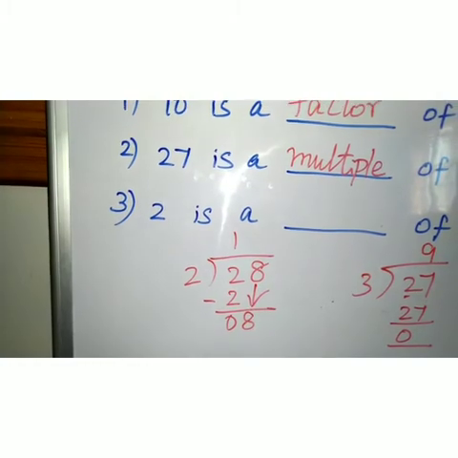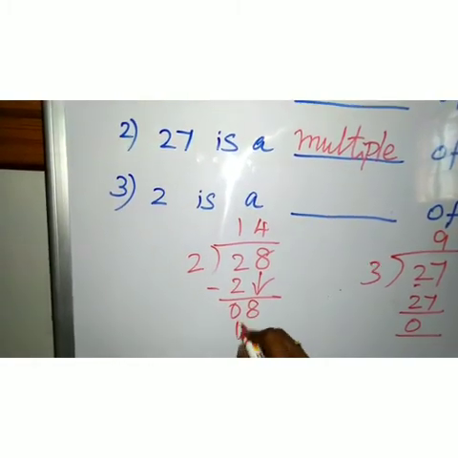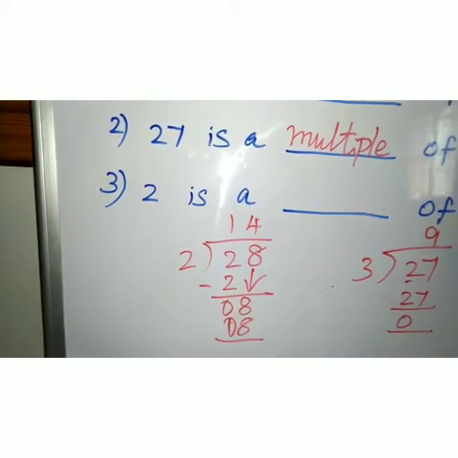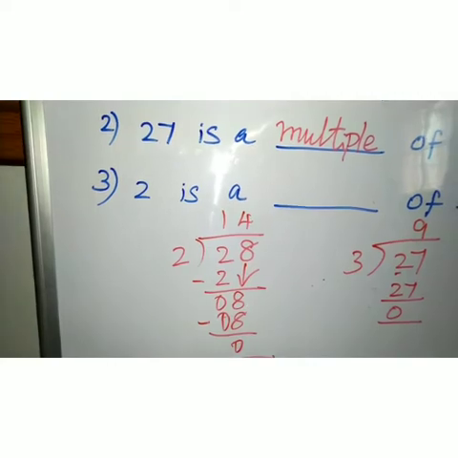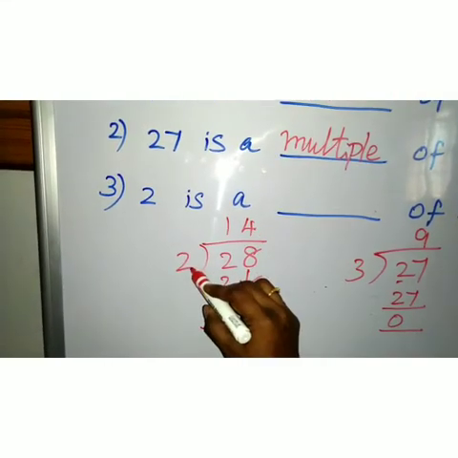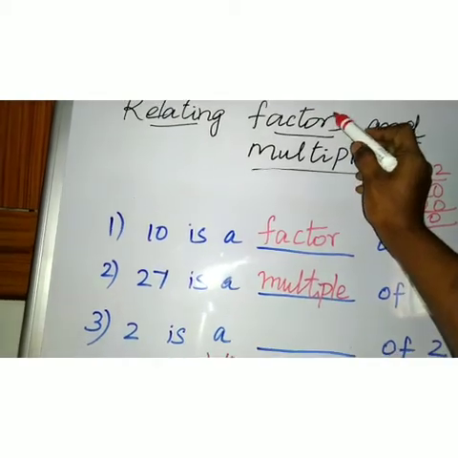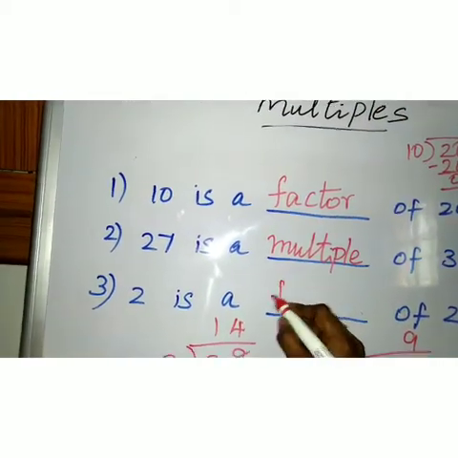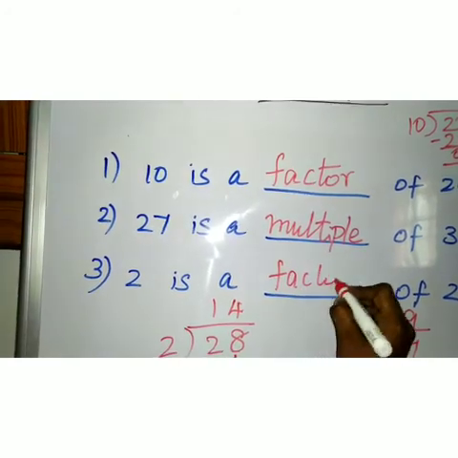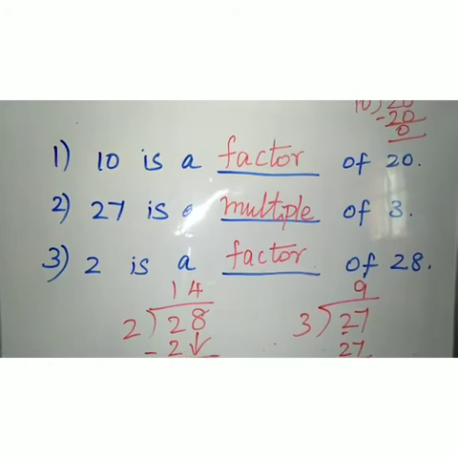2 is a dash of 28. Here the first number 2 is equal to 2. So 1 times 2. Subtract it. You get 0. Then bring down 8. How many times do you get 8 from the 2 table? 4 times. 4 2s are 8. Subtract it again. So you get the remainder as 0 again. 8 minus 8 is 0. So you got the remainder as 0 by dividing 28 by 2.